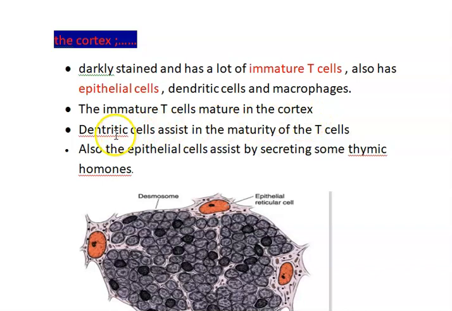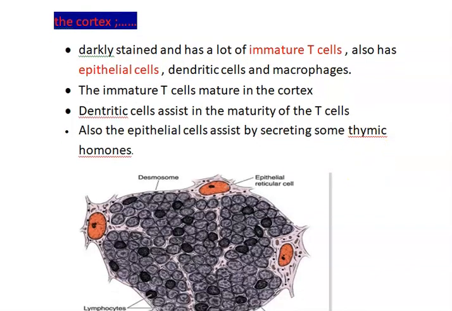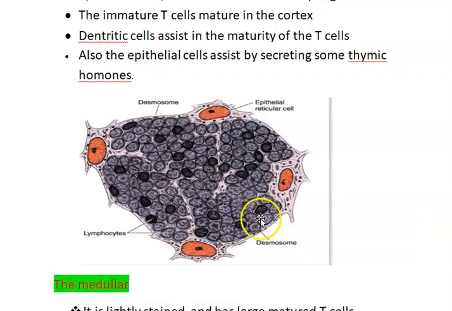The dendritic cells assist in the maturity of the T cells. Even the epithelial cells also help. They assist in the maturity of the T cells by secreting thymic hormones. This diagram shows us how things are in our cortex. We have the lymphocytes, which are the T cells, immature, and they will mature in our cortex. Among them we have spaced epithelial reticular cells, and also dendritic cells and macrophages. So that is our cortex.